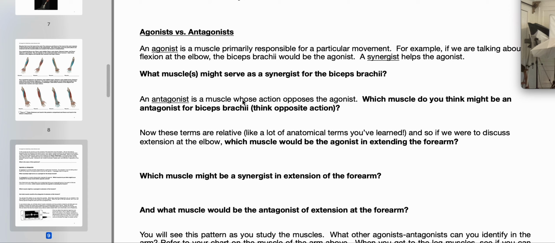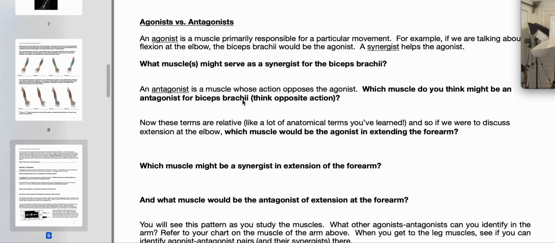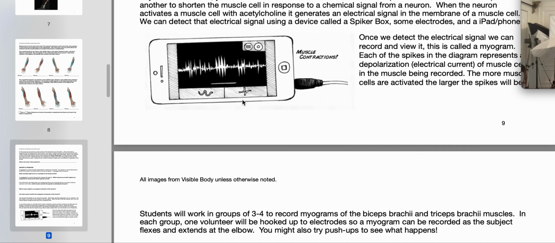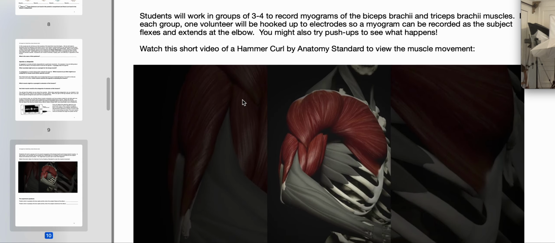And then you can figure out what the synergists are. But also you need to think about what if instead of talking about flexion at the elbow, what if we ask about extension at the elbow? Who's the agonist then and who's the antagonist in that situation? Because it's going to change up. Those are relative terms.